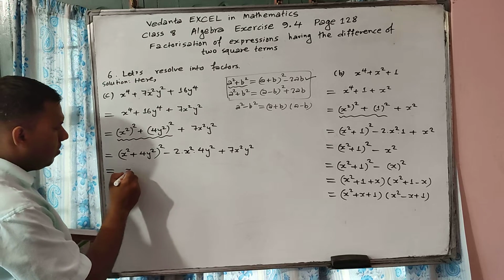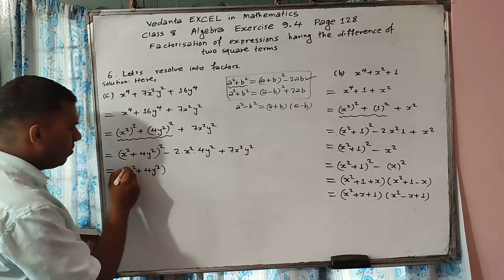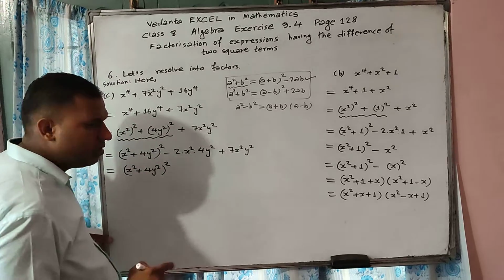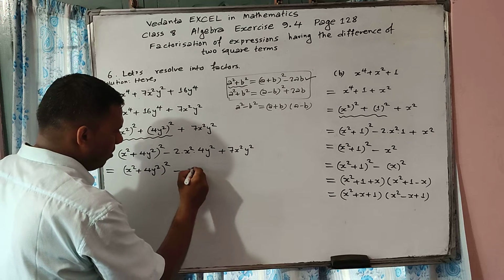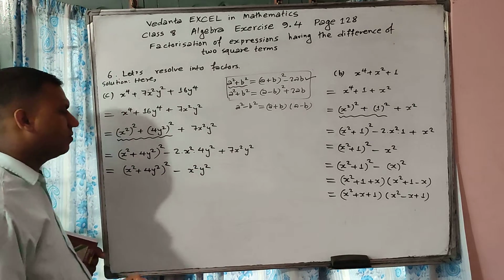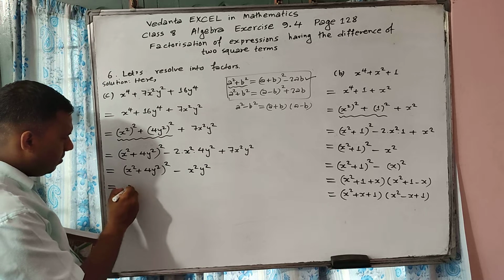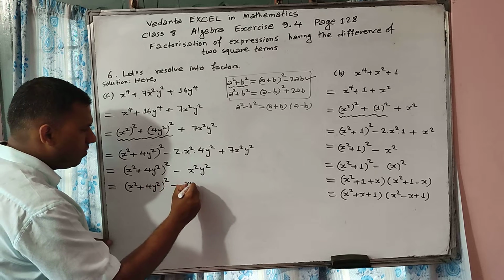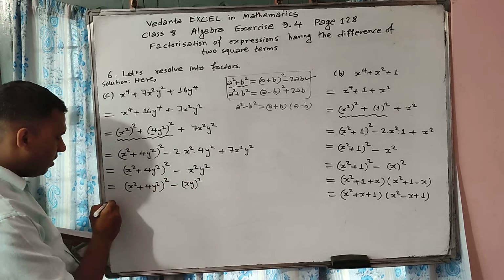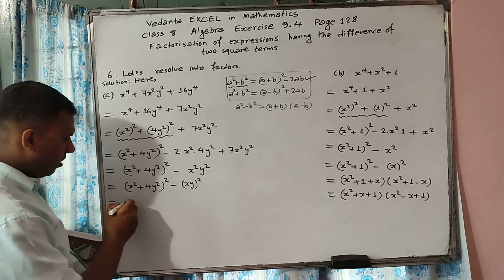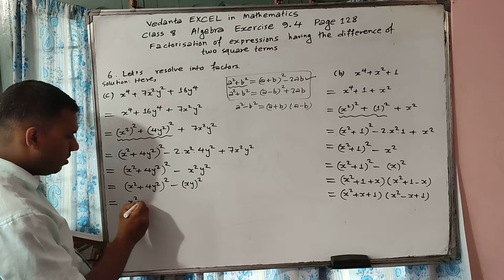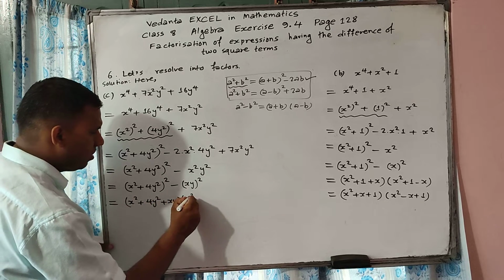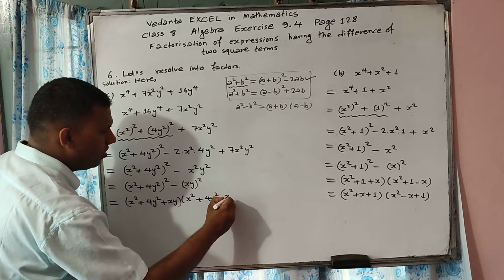Now this equals (x² + 4y²)² − 2·4 is 8, −8 + 7 remaining −1, so minus x²y² is remaining. This equals (x² + 4y²)² − (xy)². This is a² − b² form, so applying the formula (a + b)(a − b), we can write (x² + 4y² + xy)(x² + 4y² − xy).